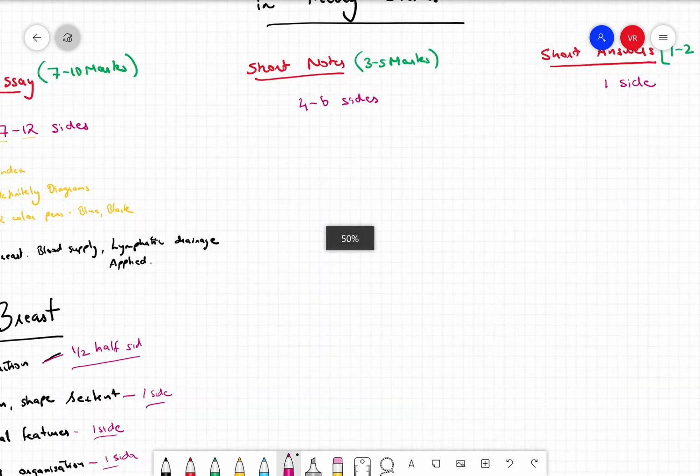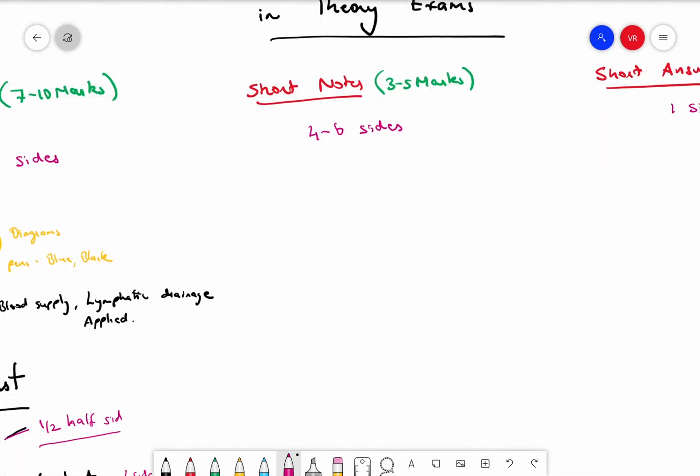So that same analogy, you go on with short notes. The same structure you need to use in a short note, but you need to cut it down to 4 to 6 sides only. You can't keep writing over and over again. Let me take up an example. Say there's a question about blood supply of stomach. Say they ask for marks. Okay, blood supply of stomach.